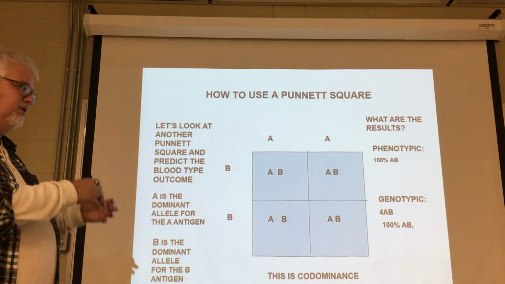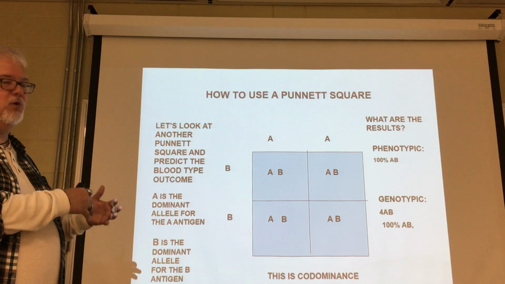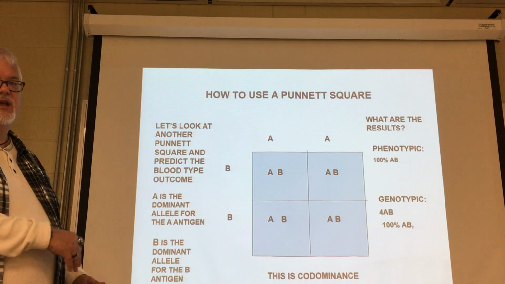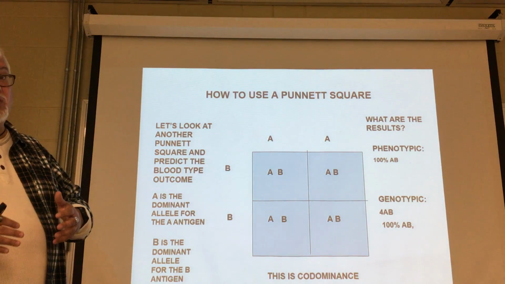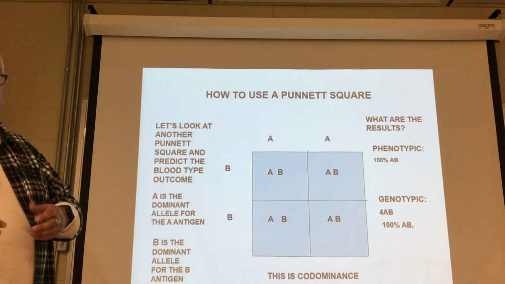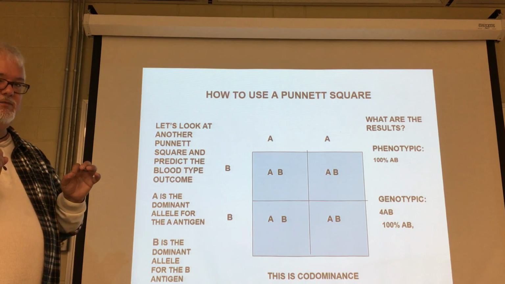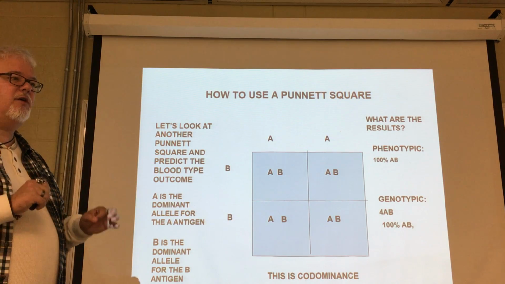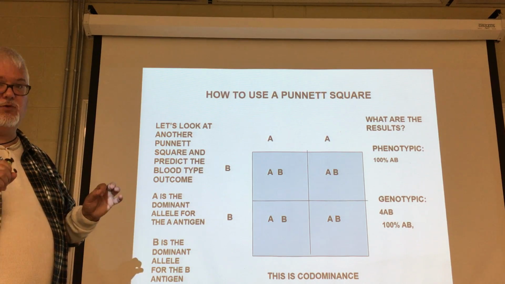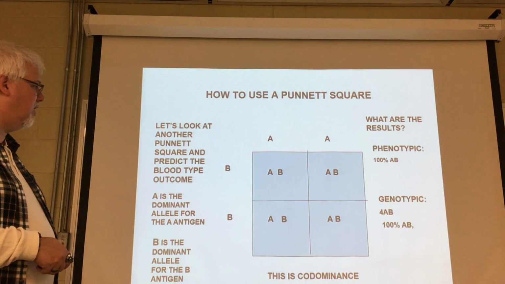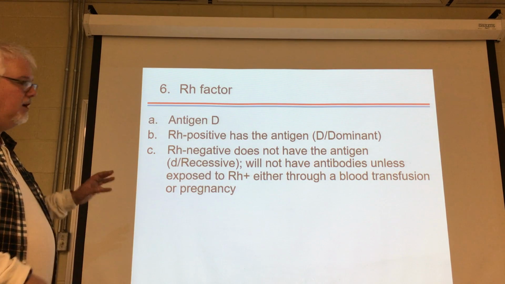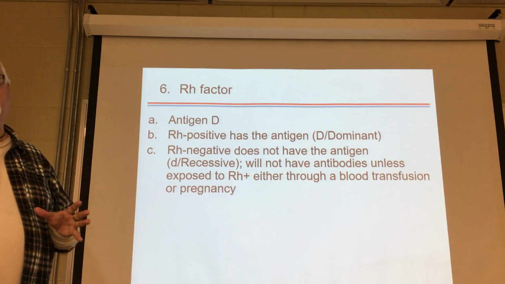So if you are blood type A, you're only expressing the A antigen. If you're blood type B, you're only expressing the B antigen. But if you are blood type AB, you are expressing both of them equally. So that's codominance. Now, let's talk about the Rh factor.